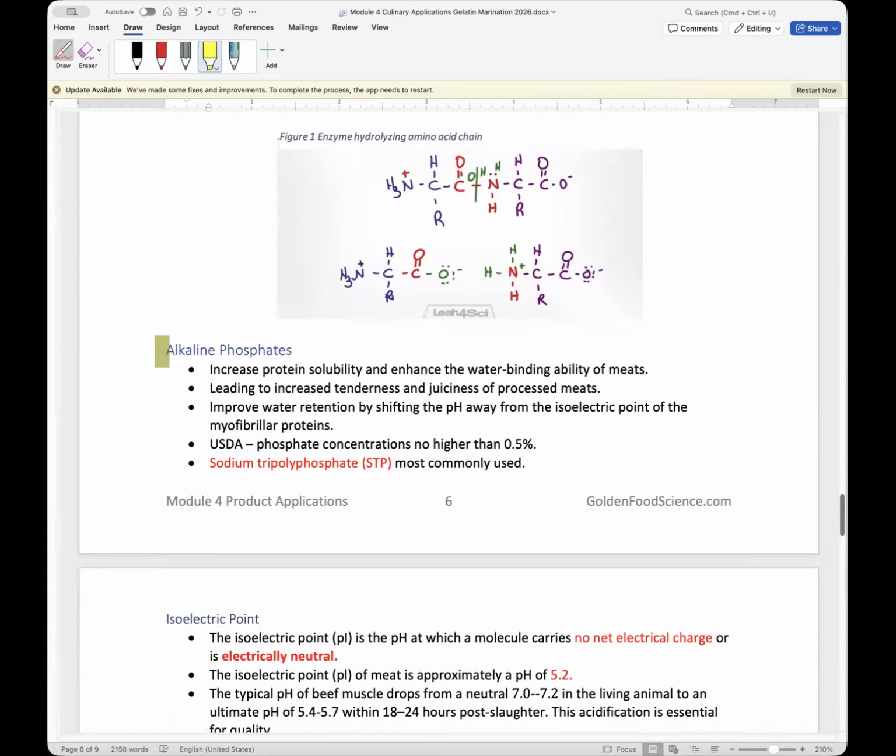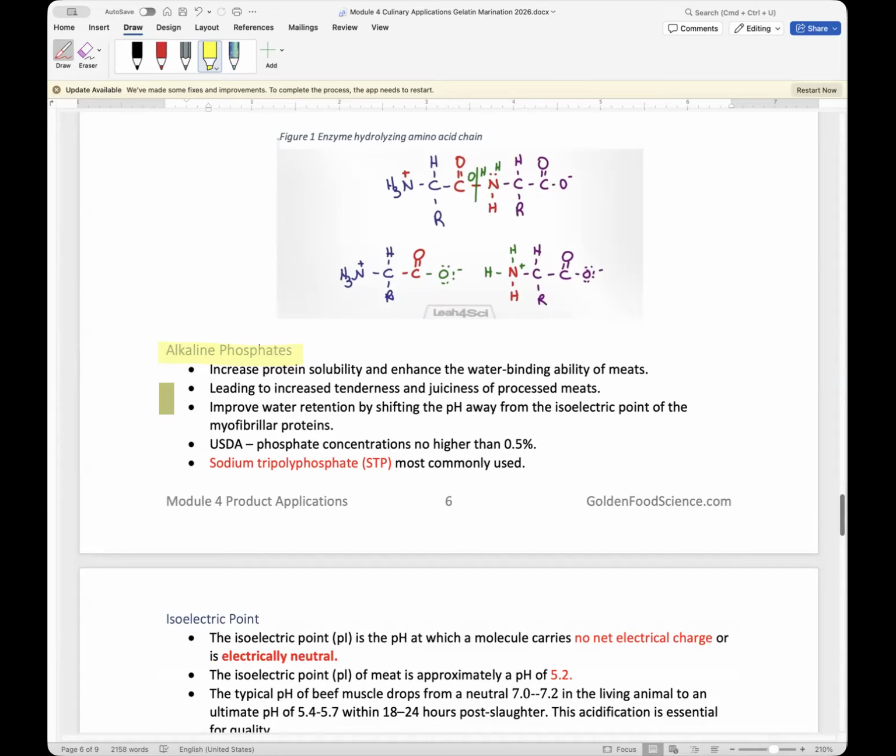Another thing we can add to marinades is phosphates. And of course, we do that a lot. We're talking about alkaline phosphates. So what does alkaline mean? You know what an acid is. So what's the opposite of an acid? A base, right? A pH higher than 7, right?